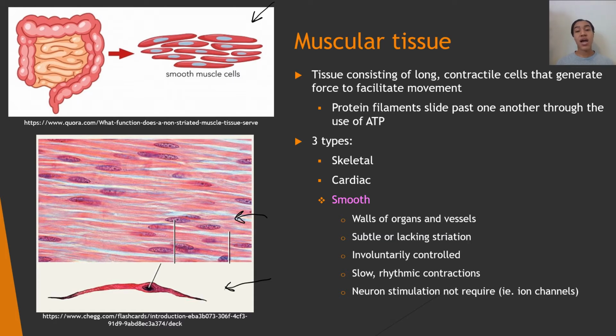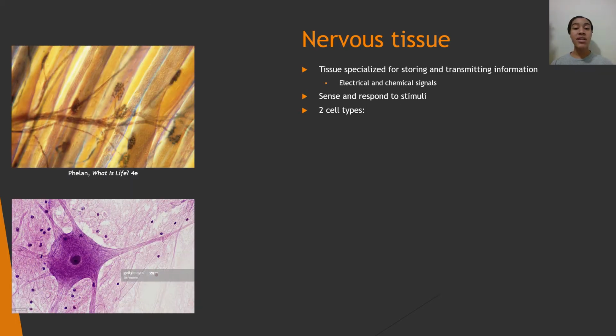So differences in ion concentration can stimulate the contraction of these muscles. So they're not always under neuronal control. Last but not least, we have nervous tissue. Nervous tissue is specialized for the storage and transmission of information. This information is stored and transmitted in the form of chemical and electrical signals. Nervous tissue also allows us to respond and sense stimuli.